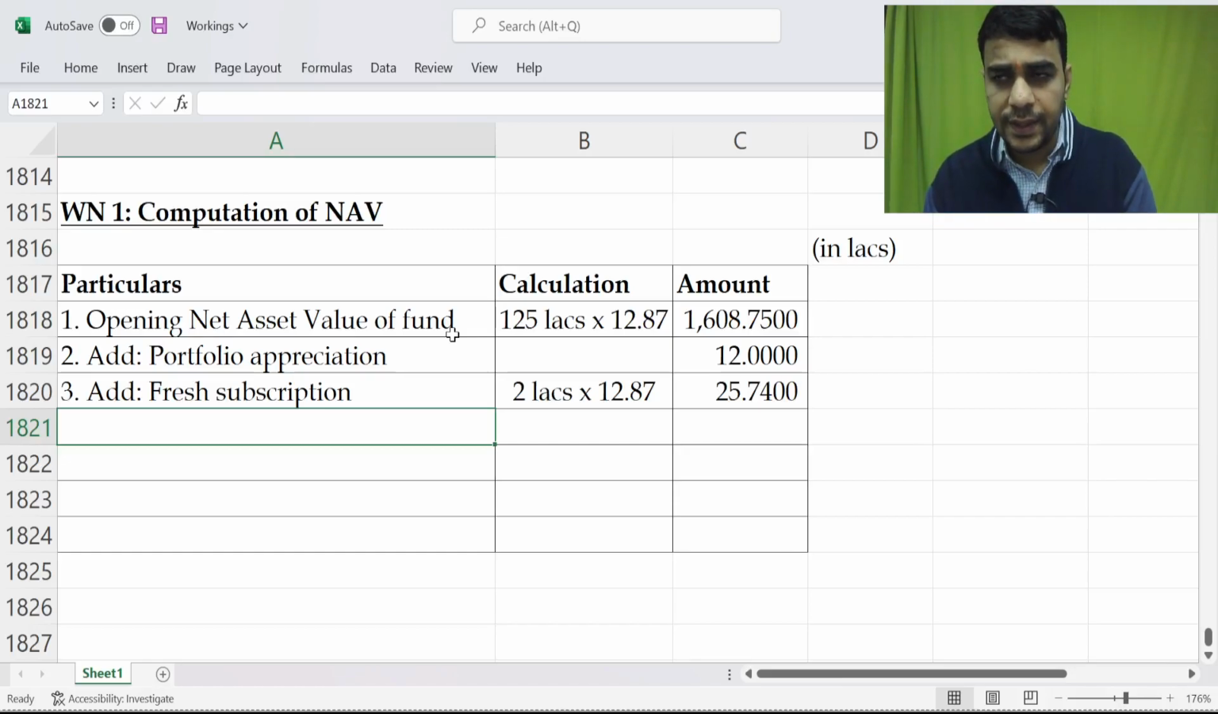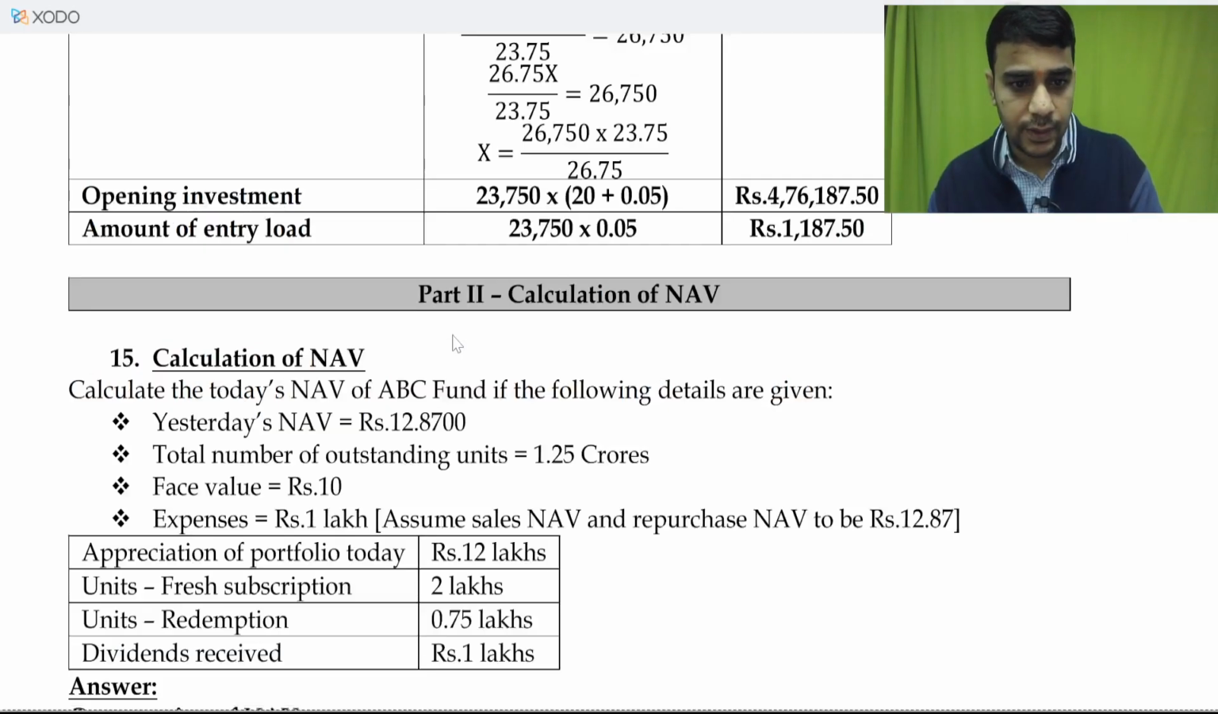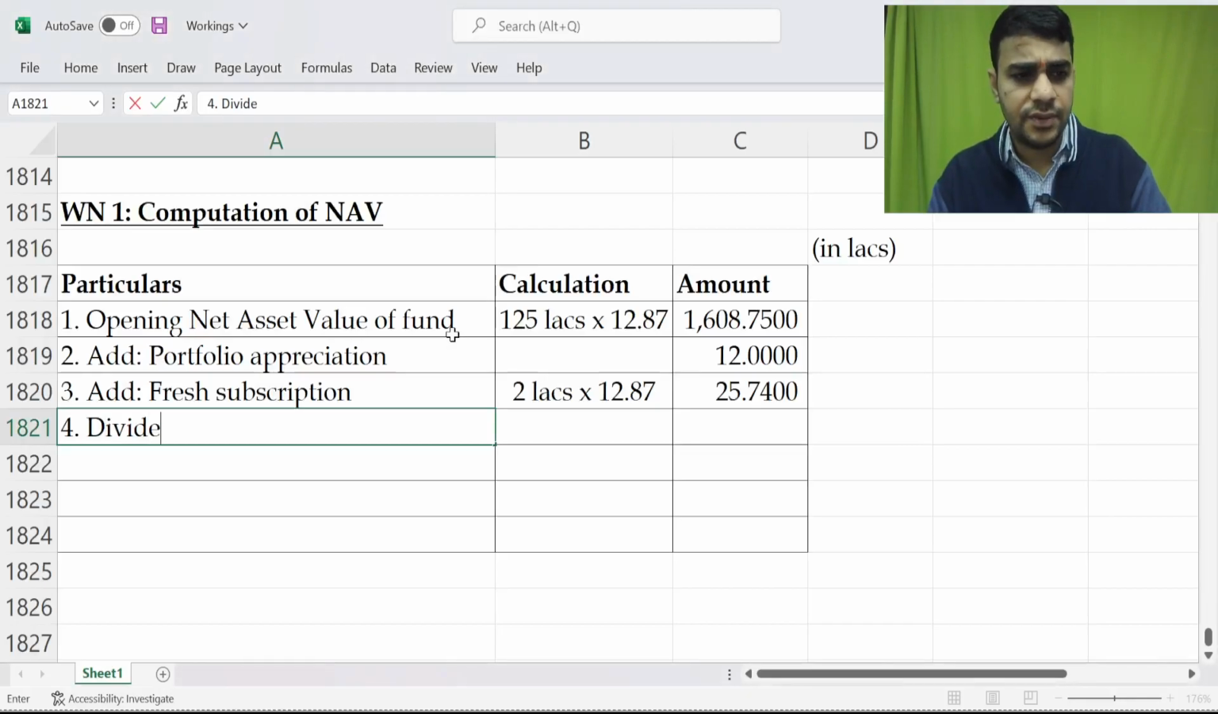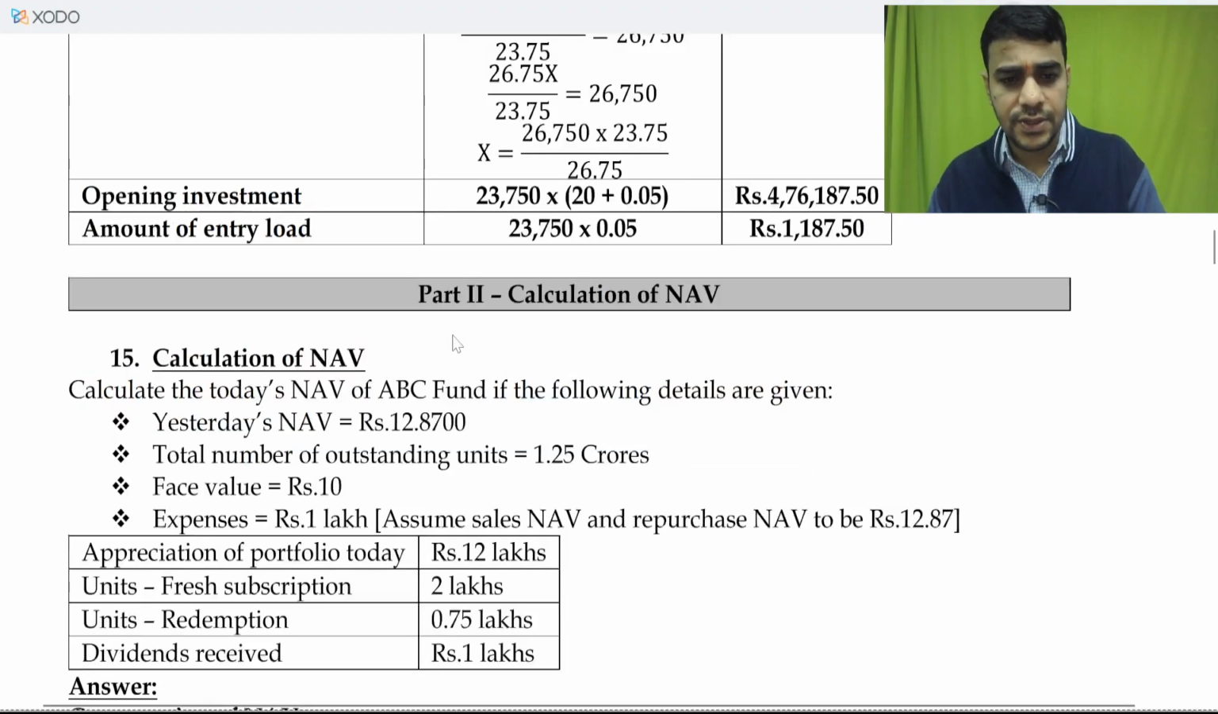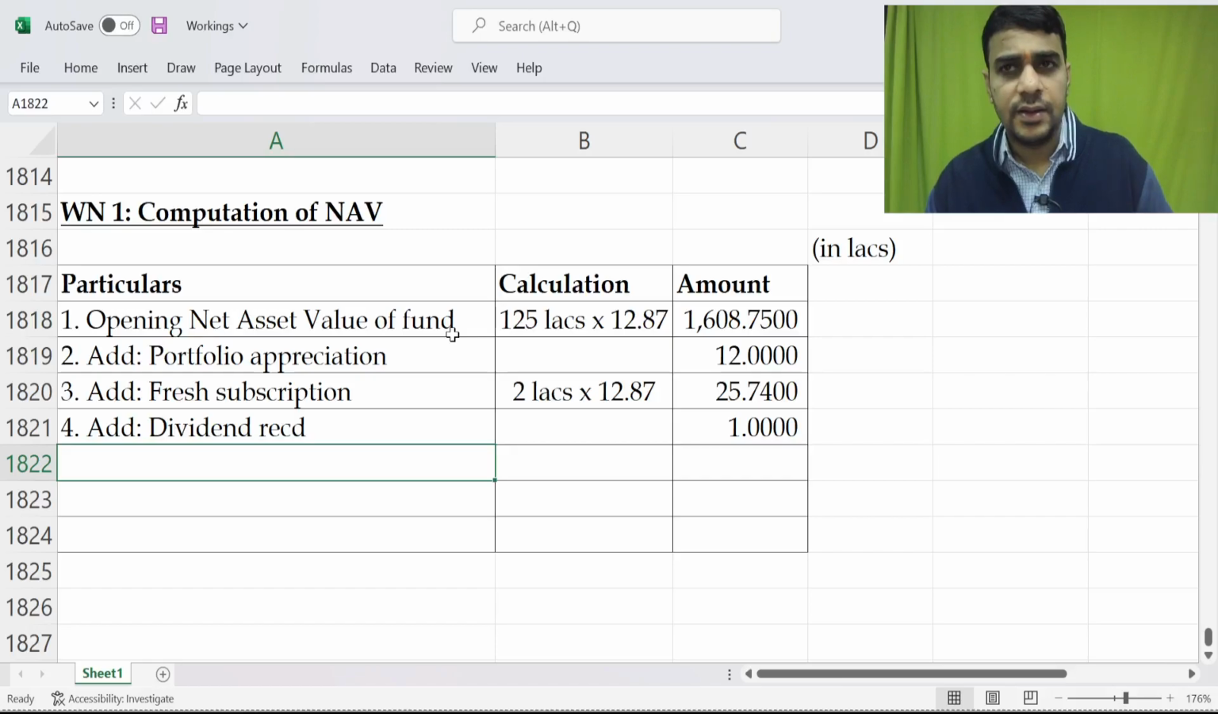Anything else which is going to increase the net worth? Sorry, there is one more item. Dividend received. This is going to increase my asset side called cash. This is an income, so any income will increase my asset value and indirectly increase my net worth.